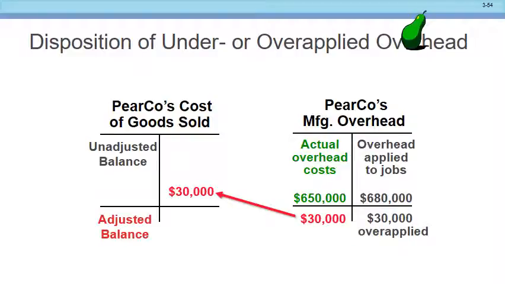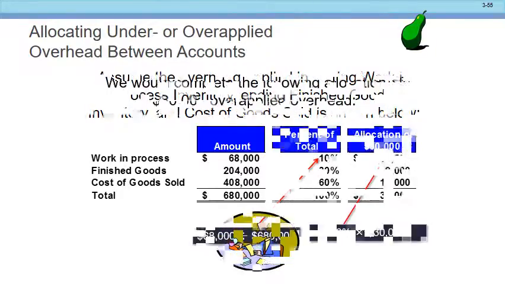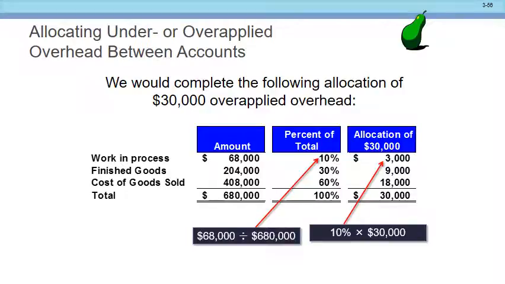Which is what we showed on that other slide, if we decide to allocate it, we allocate it to the 3 based on the portion that each one of these has to the total of the 3. So you add up the amount that's in your ending balance in work in progress, the amount in your ending balance in finished goods, and the amount of your cost of goods sold for the period. You add those 3 up. That gives me 680, excuse me, right?